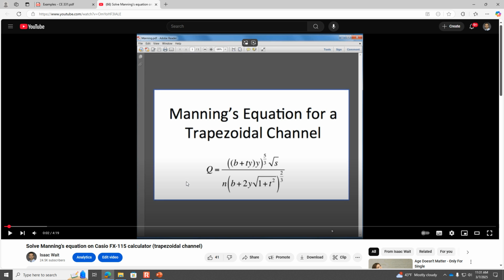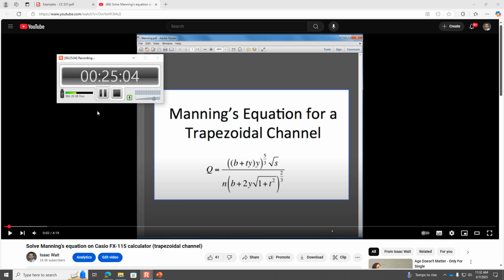It shows how you could solve for any one of these variables. And so, for example, if you're given the flow rate Q and you wanted to find the unknown depth, then you could use the solver functionality to find the unknown depth. So let me pause the recording here so we don't have a recording within a recording.